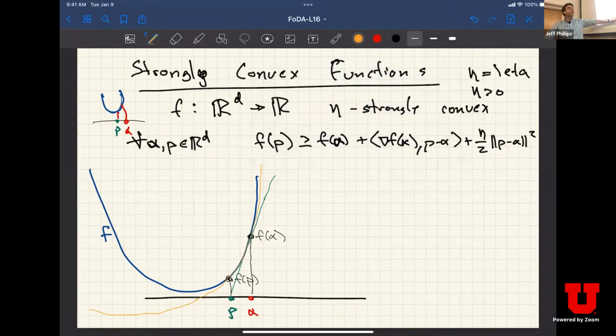This orange one is another parabola here, starting with the linear approximation and adding a quadratic term. And this also stays below. When I can do this for every alpha and p, that's when it's strongly convex.